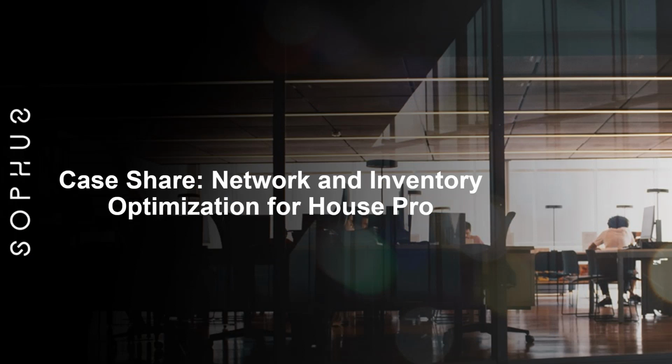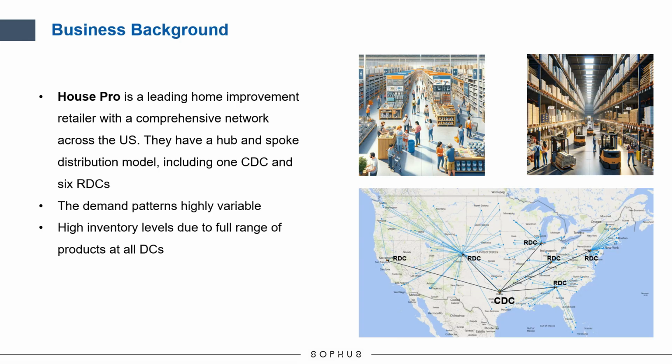Today, I'm thrilled to present a case study on House Pro, a leading home improvement retailer in the United States. We'll delve into their journey towards optimizing their network and inventory. House Pro operates an extensive distribution network across the U.S., employing a hub-and-spoke model.